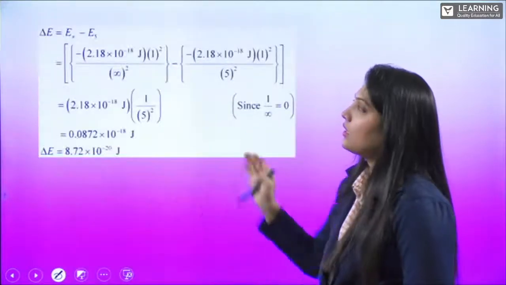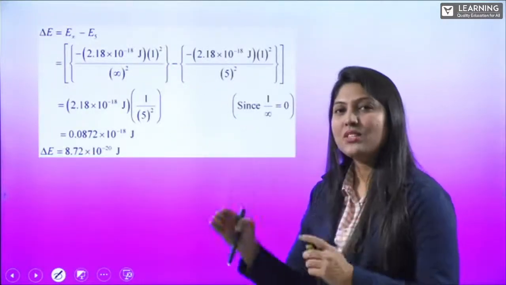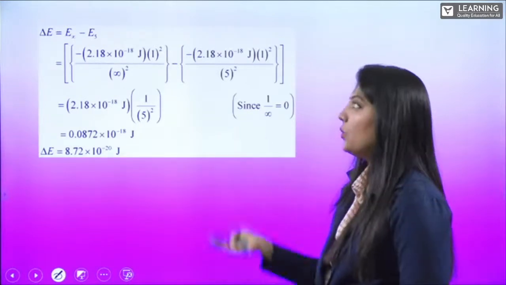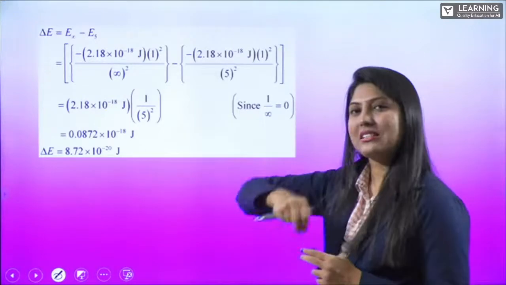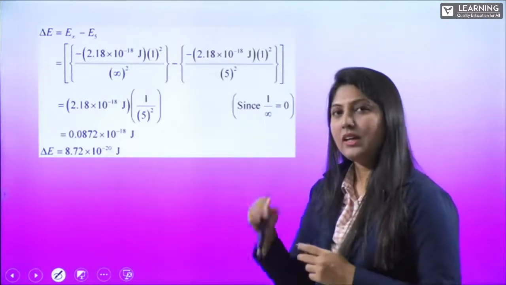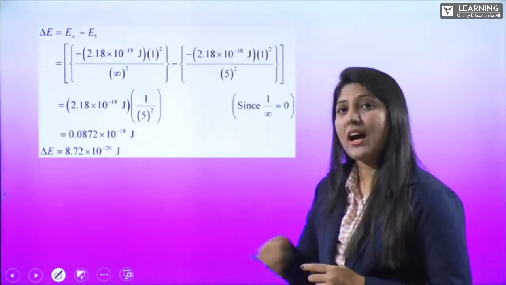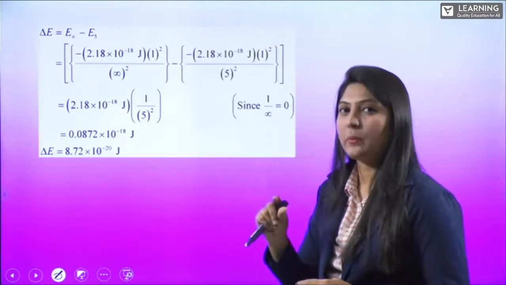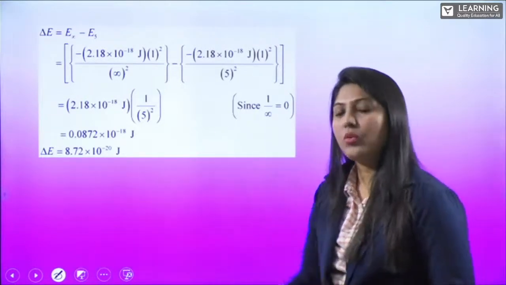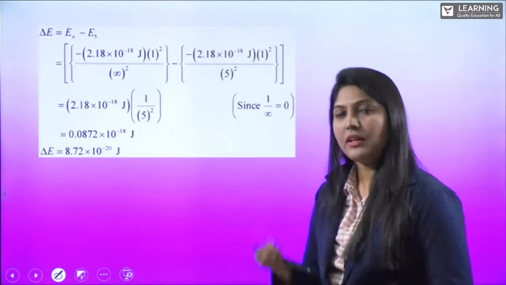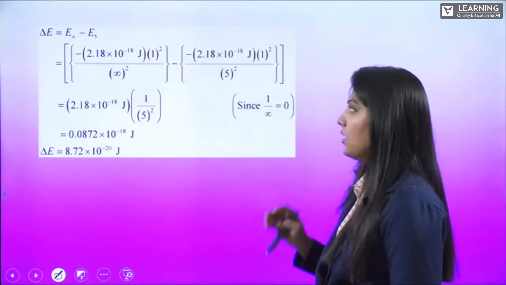So here delta E, the change in energy, will be equal to E infinity minus E5. That means at infinity the electron is completely removed. Where is the electron in the hydrogen? It is in the 5th orbit, in the excited state. From there you are removing it from the atom and giving the positive charge to the atom.